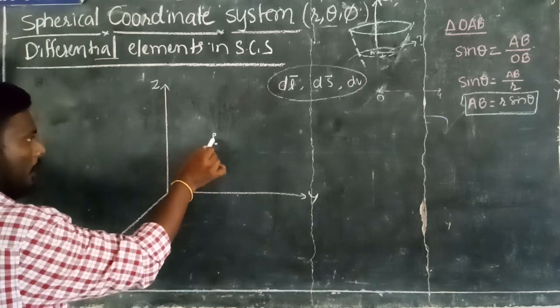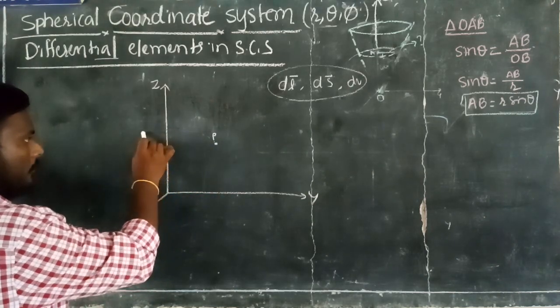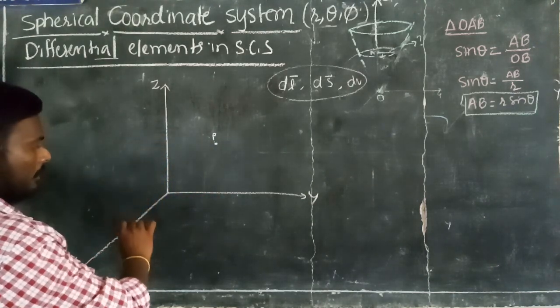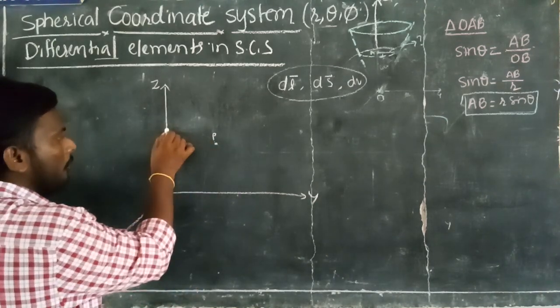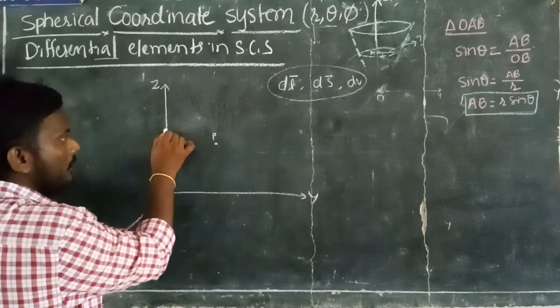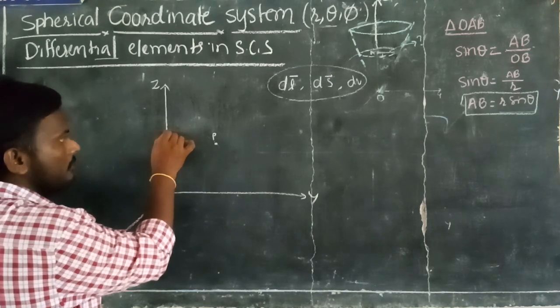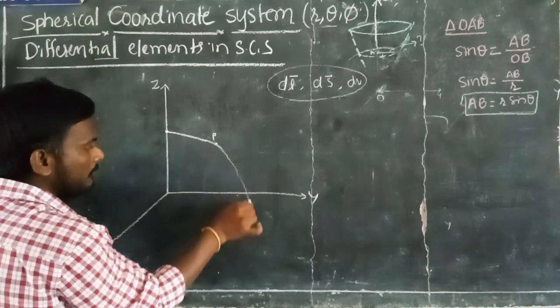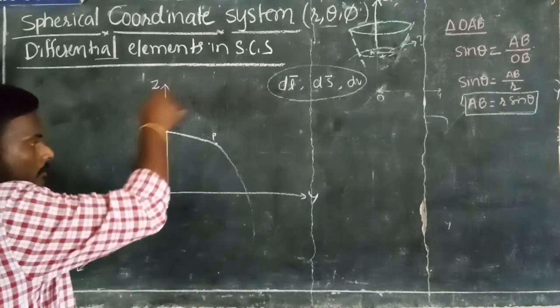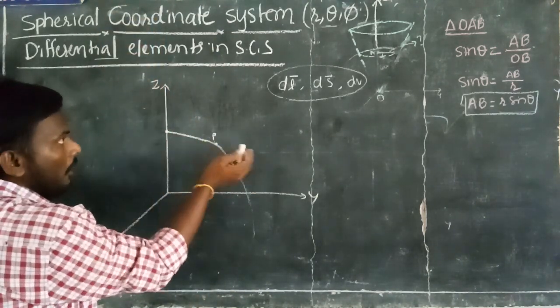That means my r is circulated like this. My r surface, r is the radius of the sphere. That means it is like this. So I am drawing the radius of the sphere from the z axis onwards. I am representing my r like this. Anyway, you can draw like this. Okay, this is the r.